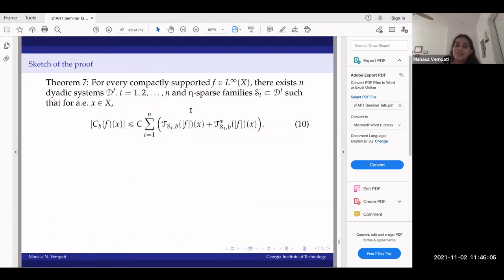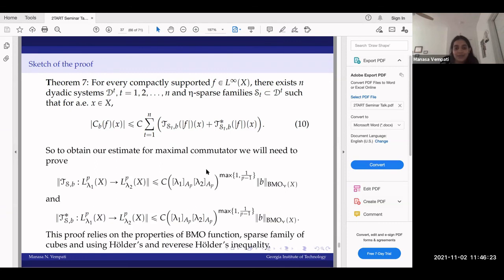In order to show the bound for the sparse operator, we used this theorem. This theorem says that the maximal commutator C_B of f of x can be dominated from above by the sparse operators tau_S^B and tau_S^B star. So instead of directly proving our bounds for the maximal commutator, we ended up showing the bounds for the operator norms of tau_S^B and tau_S^B star. The proof strategy that we used heavily relies on the properties of the sparse collection of cubes and the BMO function, and on classical tools like Holder's inequality and reverse Holder's inequality.